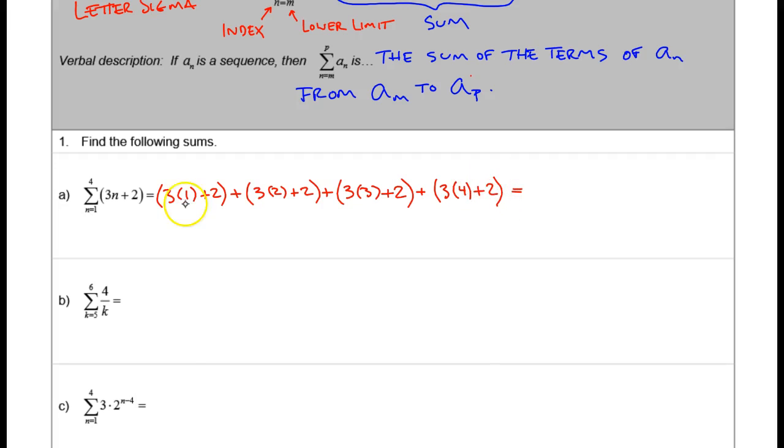So let's see what we get. That's going to be 5 plus 8 plus 3 times 3 is 9 plus 2, 11, and then we get 12 plus 2, 14. Okay, so I simply add up those integers and I get the value 38. So this sum of terms for 3n plus 2 is 38. Pretty easy. Okay, so what I'm going to do now is I'm going to grip it and rip it through the next two because they're very similar.